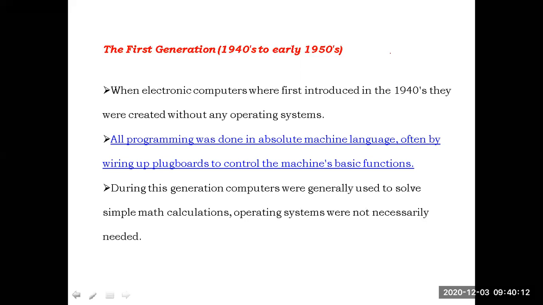At that time, the programs given to the computer were written directly in machine language. So OS is not required at that time. That's the point here: the first generation computers do not contain any operating system. Is it clear? Why? Because at that time the programs were directly written in machine language, and the duty of first generation computers was only to do simple mathematical calculations: addition, subtraction, multiplication, division. That's why OS was not that much required.